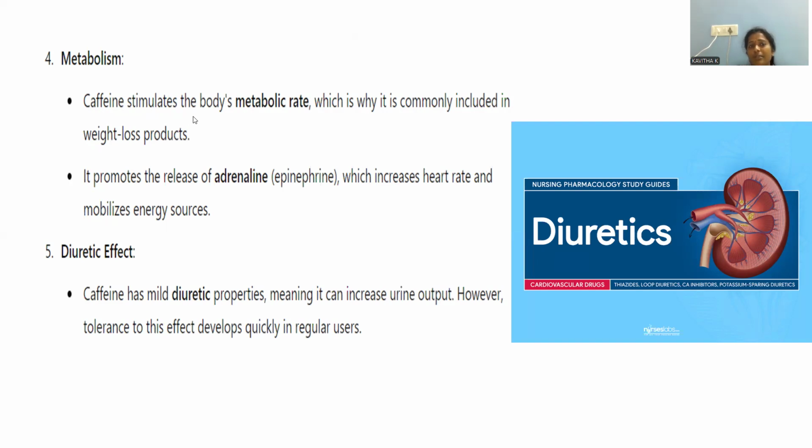Caffeine stimulates the metabolic rate so that the calorie burning process works properly, and weight loss is the output of that kind of metabolic rate. This is the way metabolism is impacted positively by caffeine. It promotes the release of adrenaline. Adrenaline is the hormone whose activity is enhanced by means of caffeine. It increases the heart rate. Heart functioning is in a proper way, and it mobilizes the energy sources.